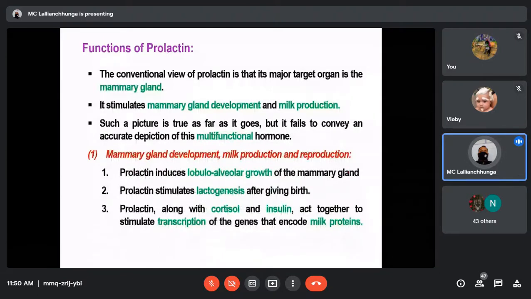Prolactin induces lobulo-alveolar growth of the mammary gland. It stimulates lactogenesis after giving birth. That means starting of the milk production. Prolactin, along with cortisol and insulin, acts together to stimulate transcription of the genes that encode milk protein, casein. Okay, production of the milk protein, which is known as casein, is induced by this prolactin, along with cortisol and insulin.